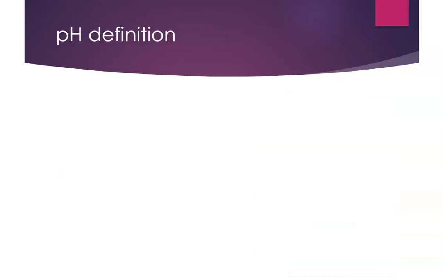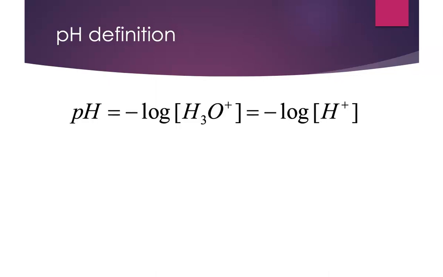All right, so the definition of a pH, this was established by Søren Sørensen, the Danish chemist, in 1907. He defined the pH as the negative log of the hydronium ion concentration, or the negative log of the hydrogen ion concentration. We can use hydronium ion and hydrogen ion interchangeably here.